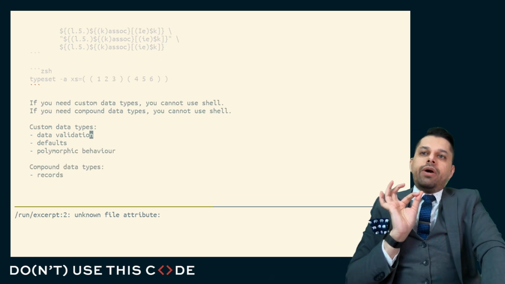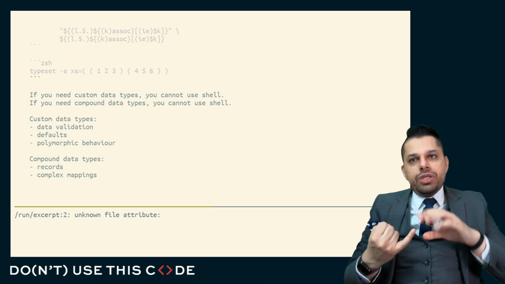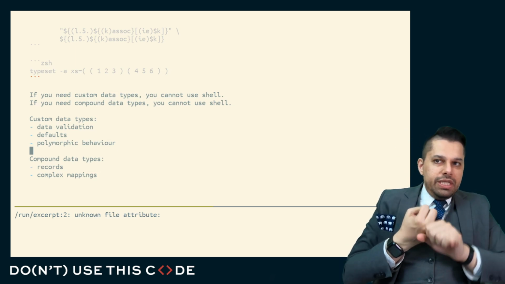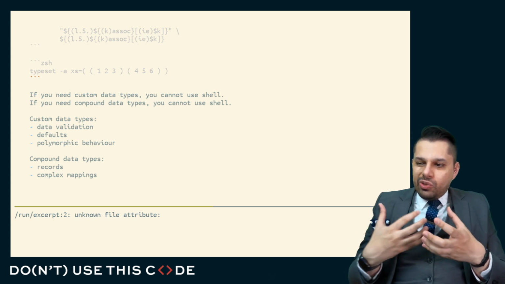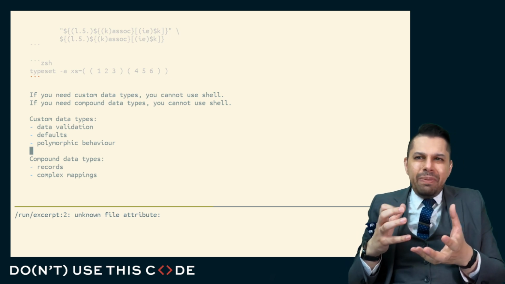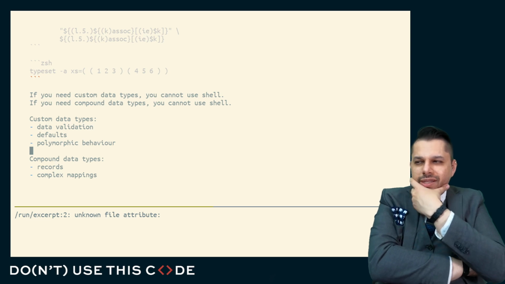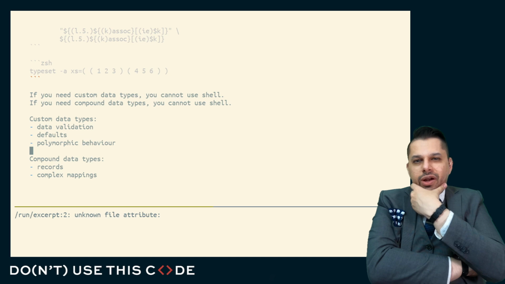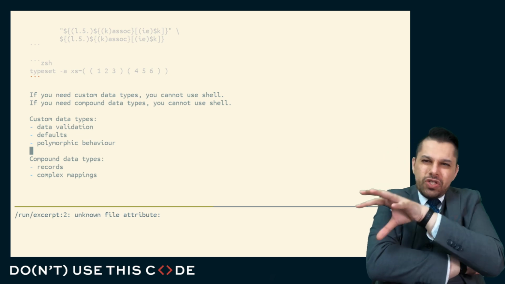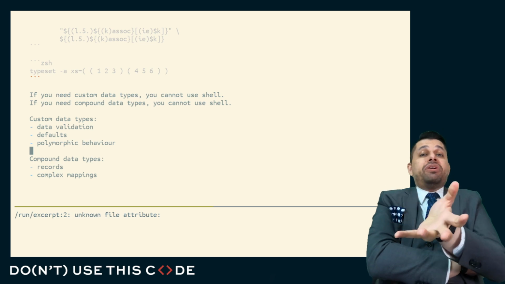And to really break this down for y'all, let's think about where these come up. Custom data types come up when you need to do data validation, when you need to deal with defaults, when you need to deal with polymorphic behavior, when you need to say, is this correct or not? And it's a very complex thing, like an IP address. 192.168.1.1 is a correct IP address, but 300.168.1.1 is not a correct address. I have to break it down and check if each of these numbers is within 0 and 255. Do I really want to do that in shell? It'd be very easy to do in Python.